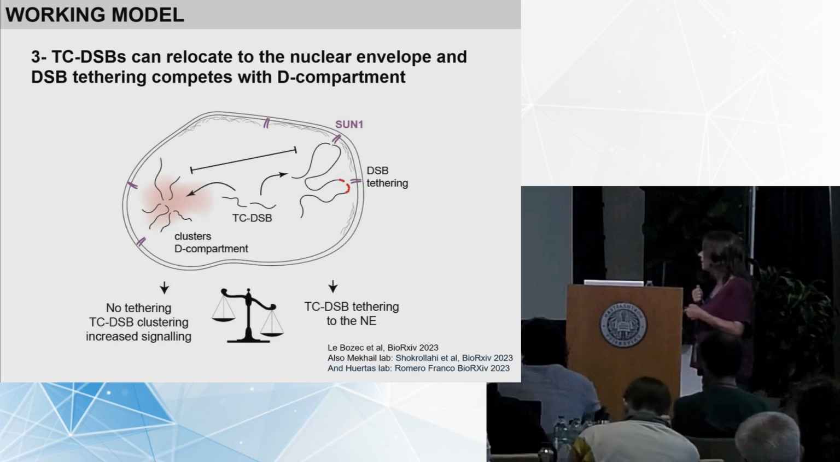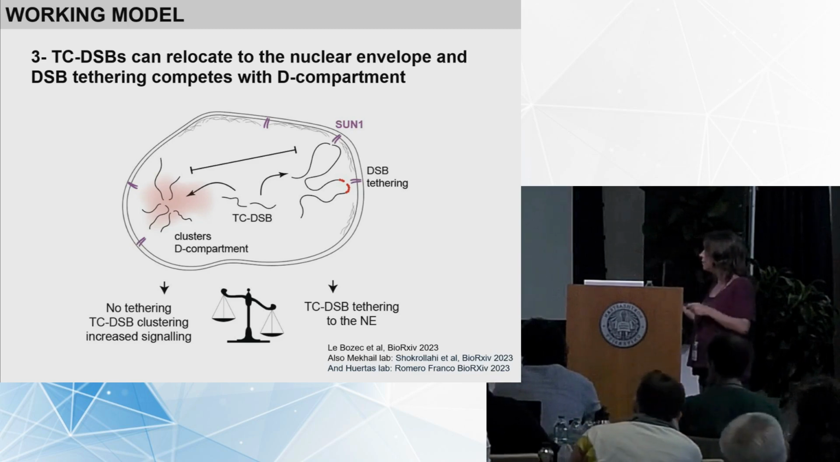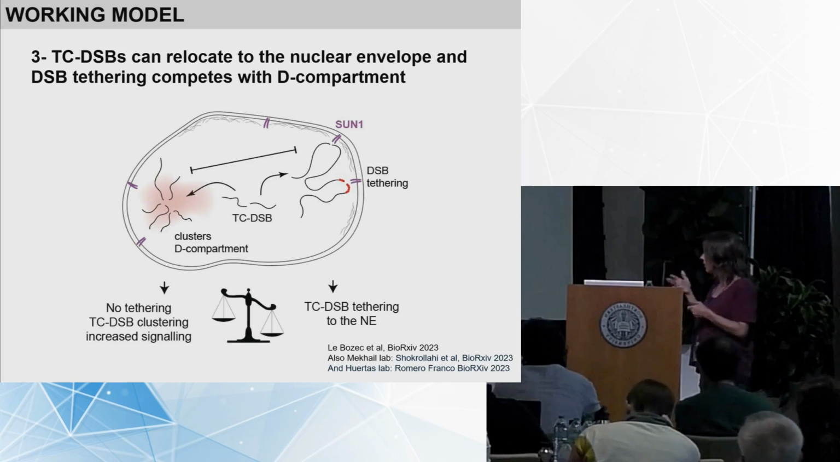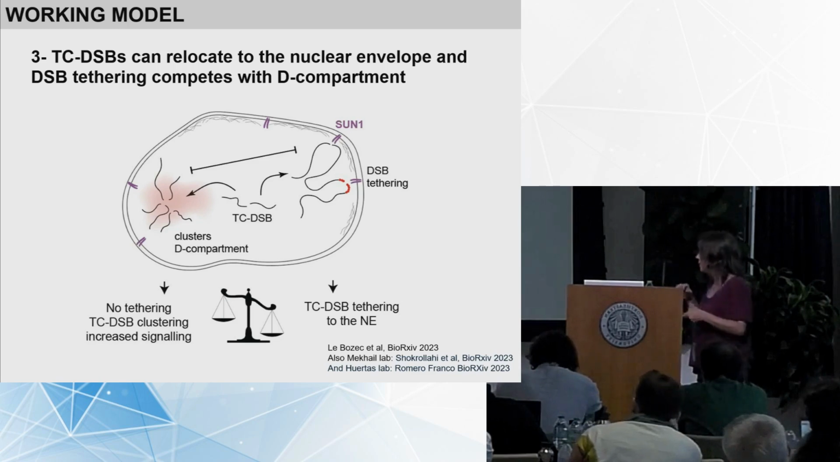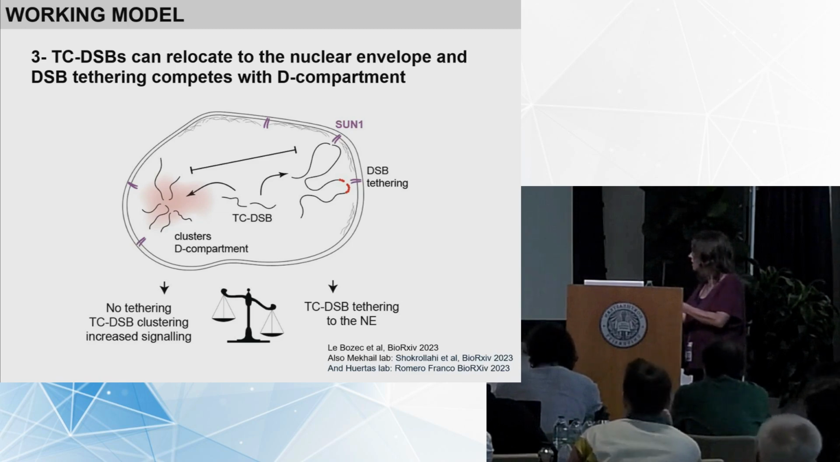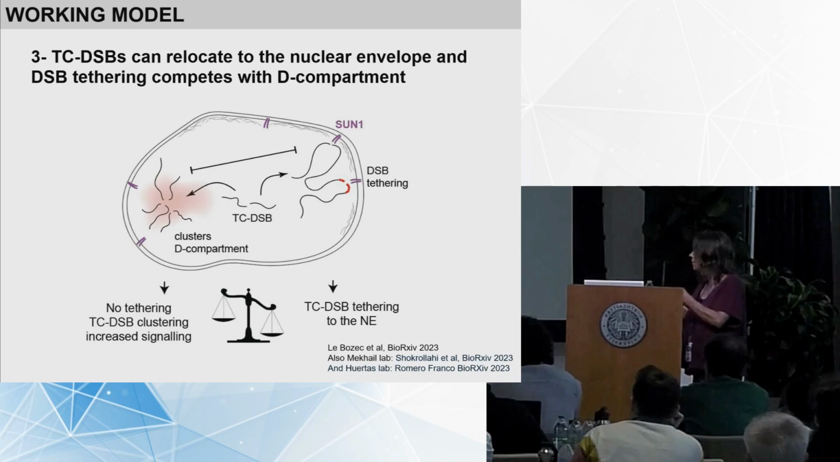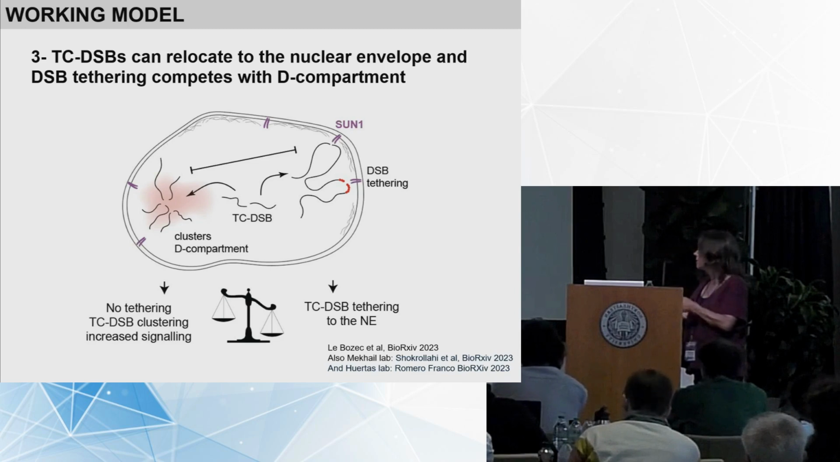And we think that this is going to balance between the repair pathway, homologous recombination, for instance, and the activation of the DNA damage response. So it will fine-tune the DNA damage response. And I also encourage you to go and see the paper from the Huertas lab, who also determined a role of the circadian clock in the DNA damage response, and the work from the lab of Karim Mehail, who also found some interaction of DSB with nuclear envelope structures.